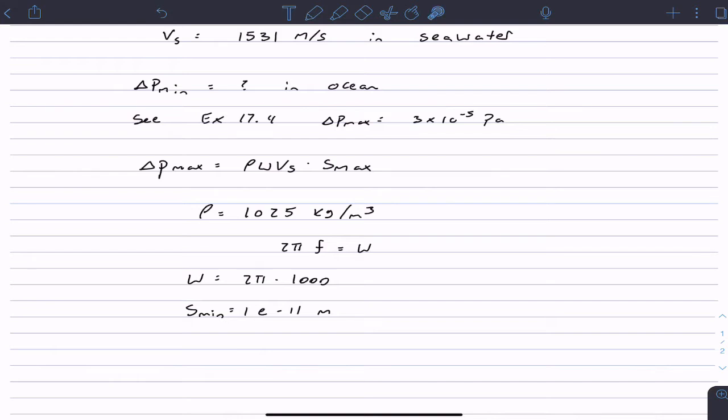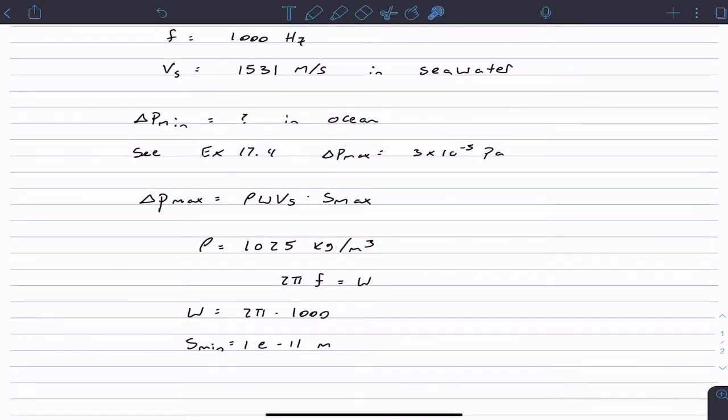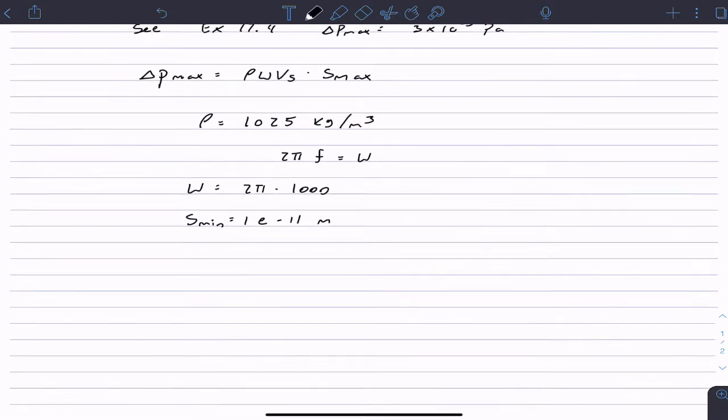So do we have everything that we can plug in? We're given the speed of sound in seawater. We have this. We have S min. Remember, we're looking for the minimum. We have this. Okay, we have everything we need. So let's plug this in. Let's just replace this max with a min because it's the same relationship.